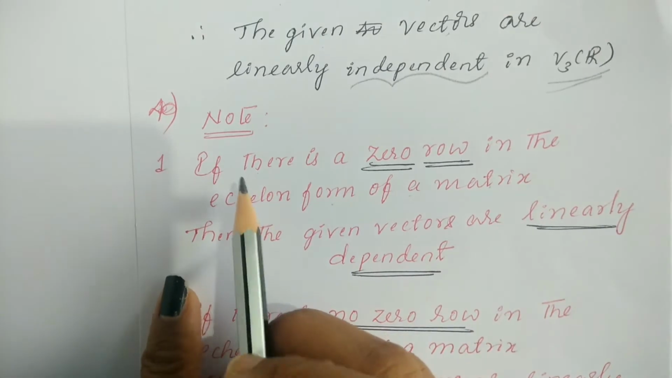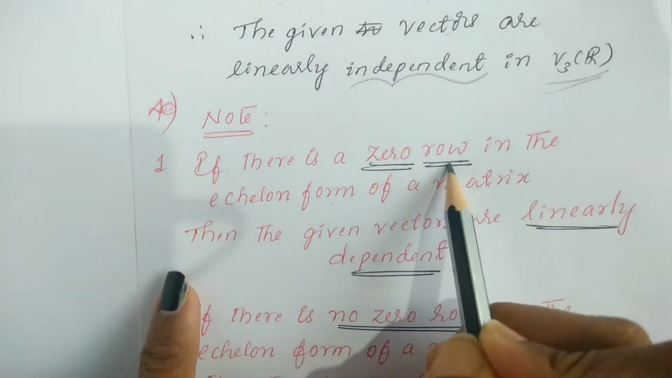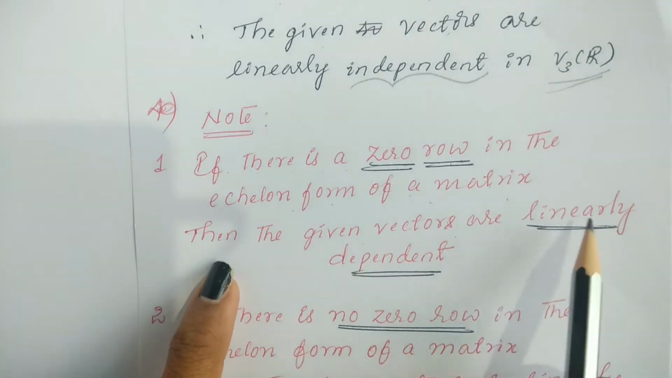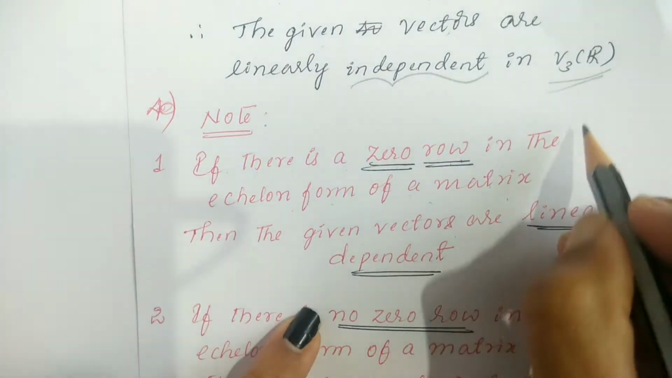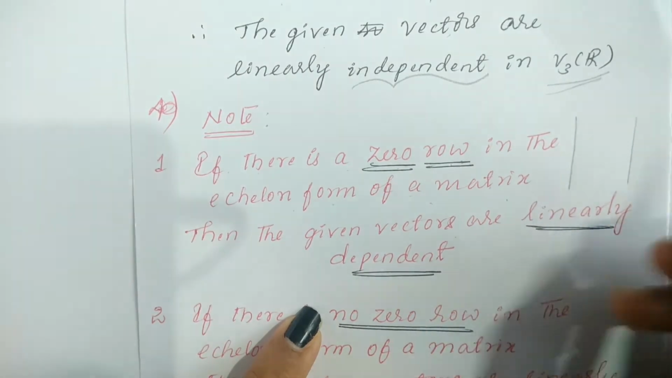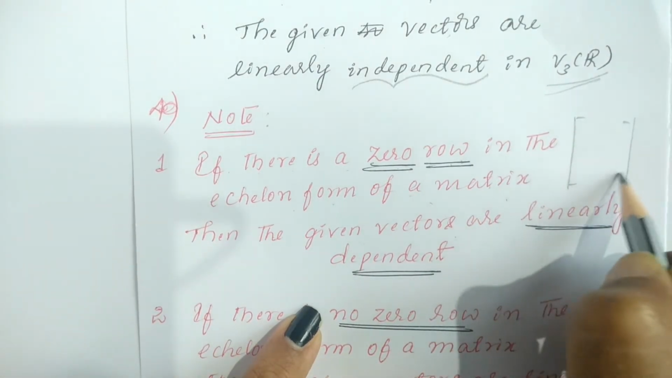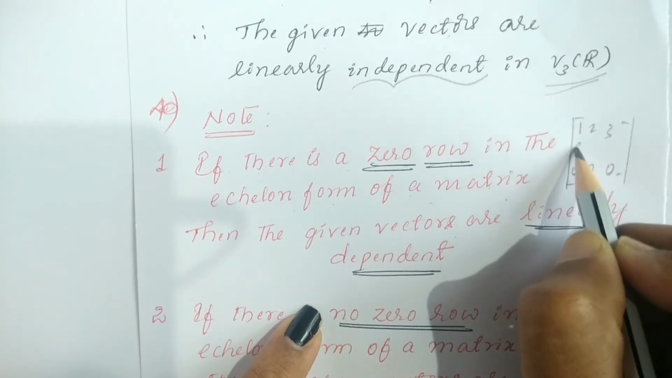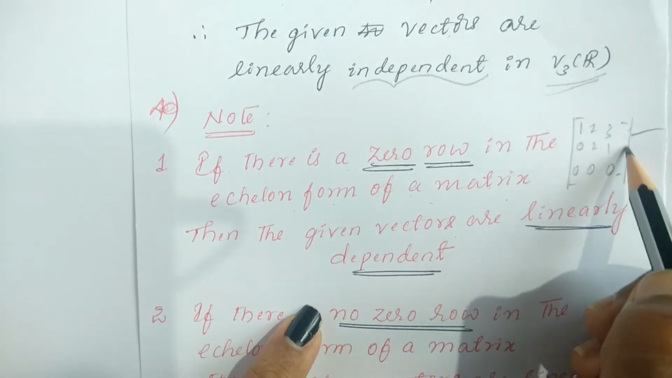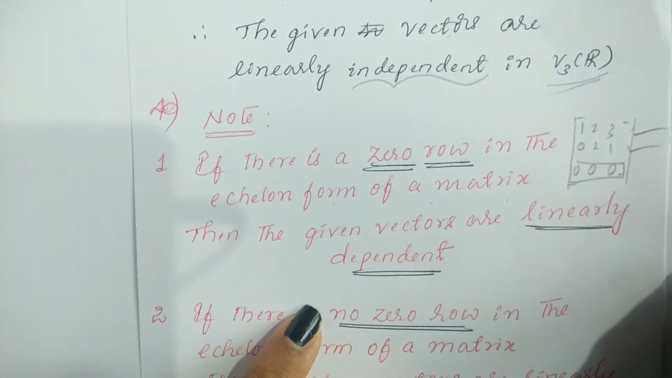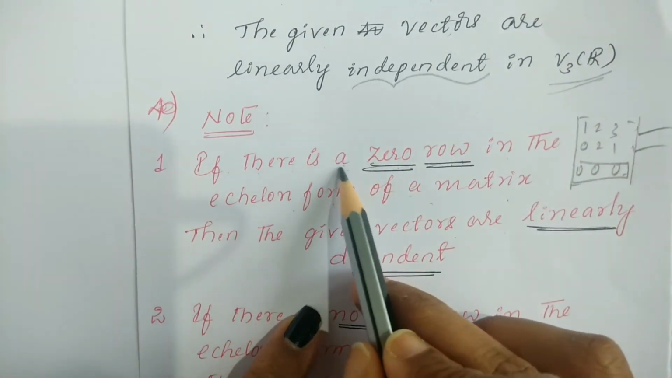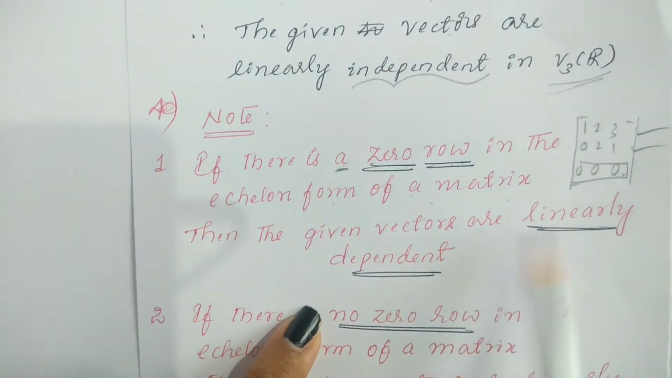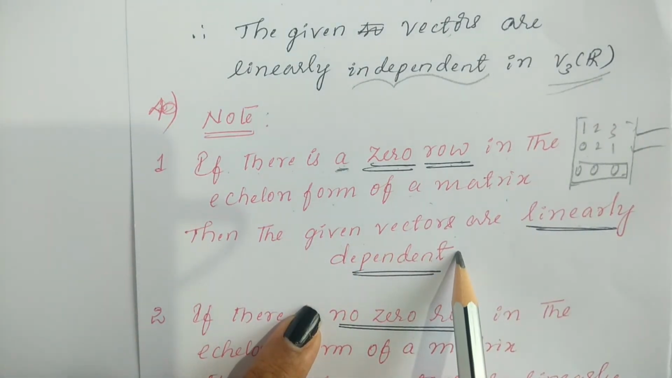Here is the note. If there is a 0 row in the echelon form of the matrix, then the given vectors are linearly dependent. So, say in the matrix 1 2 3, 0 2 1: this is non-zero, but this is a 0 row. If there is a single 0 row in the echelon form of a matrix, then the given vectors are linearly dependent. Is it okay?